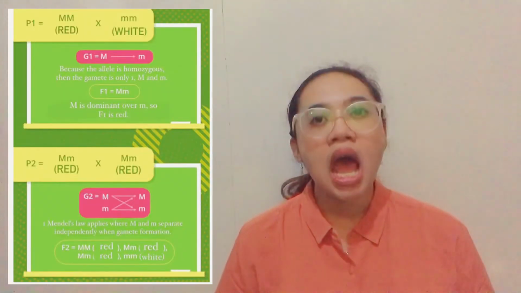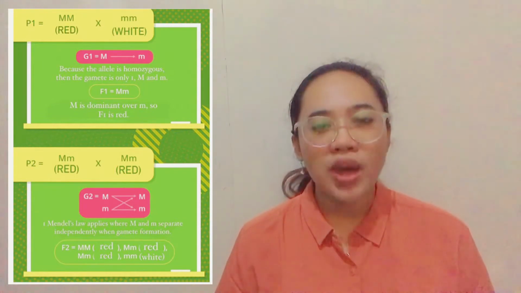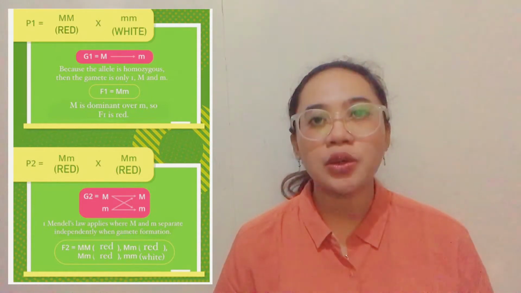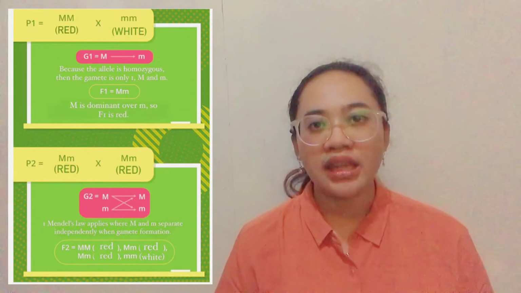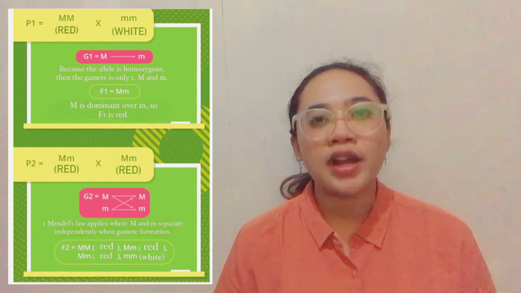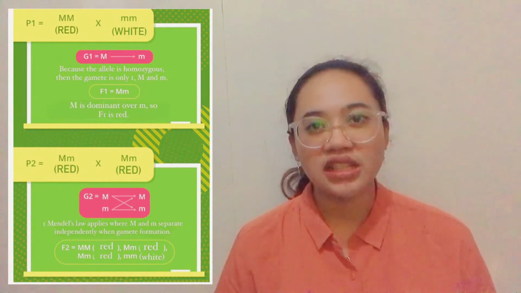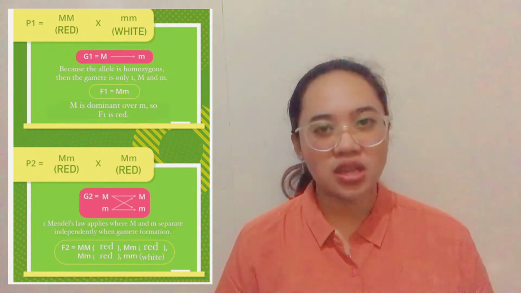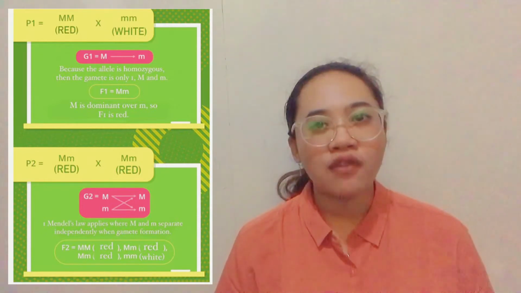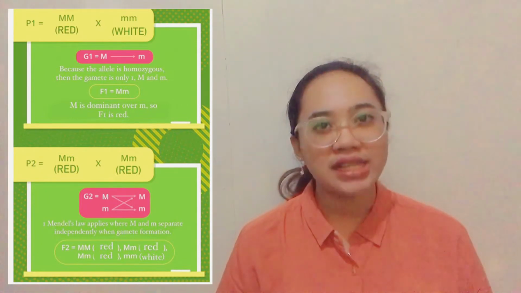For example, the cross between red rose MM capital and white rose mm lowercase, with the M capital gene being truly dominant to m lowercase, and do the cross until you get F2. P1 or parental 1, MM capital is red and mm lowercase is white. Because the alleles are homozygous, the gamete is only one, M capital and m lowercase. F1 is Mm. M is dominant over m lowercase, so F1 is red.